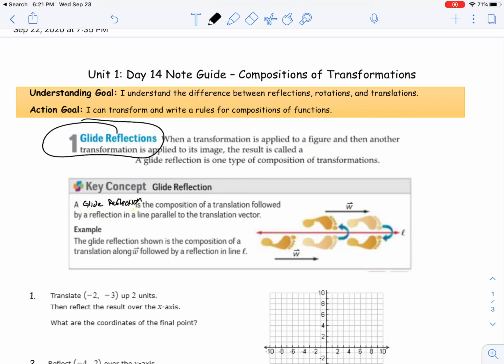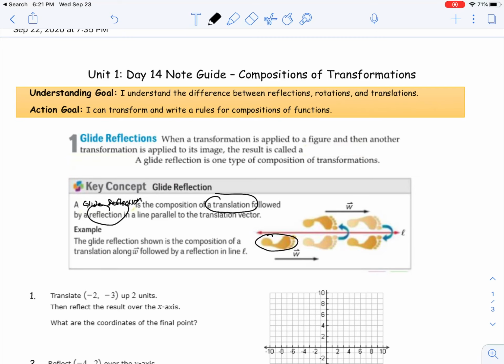Before we get started, I've got to talk about a glide reflection, where basically we are doing two things, but it's got a special name. A glide reflection is a translation followed by a reflection. But it's important to note that we are reflecting it over the exact same line that we are translating it along. So this is kind of a lot.